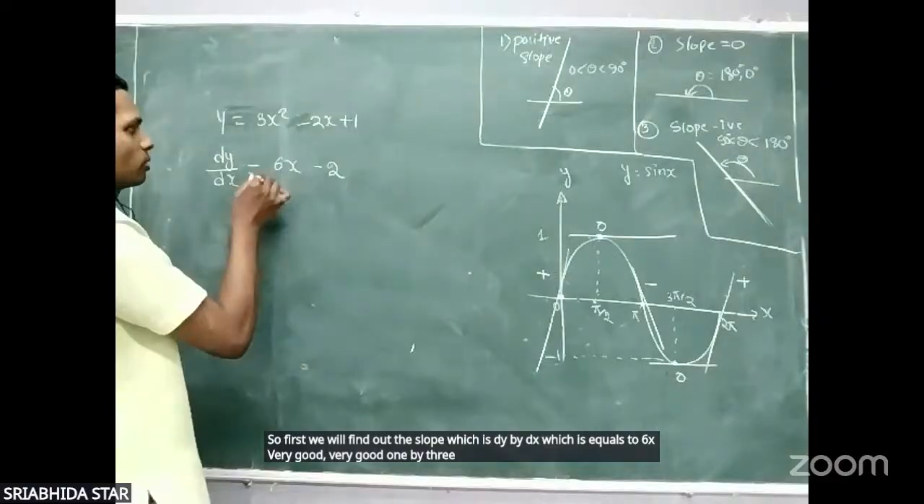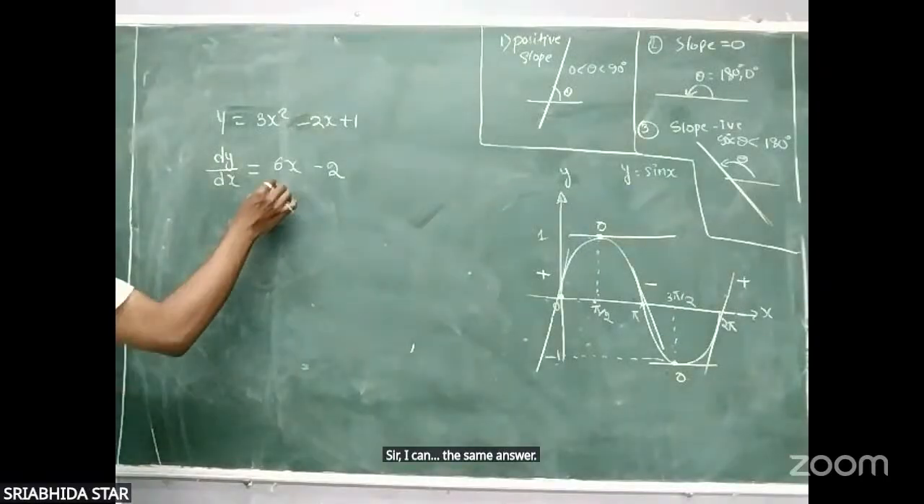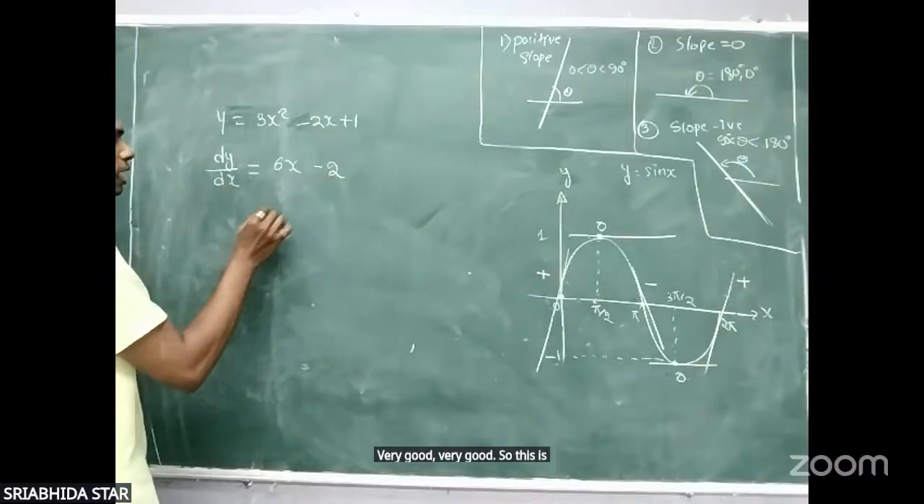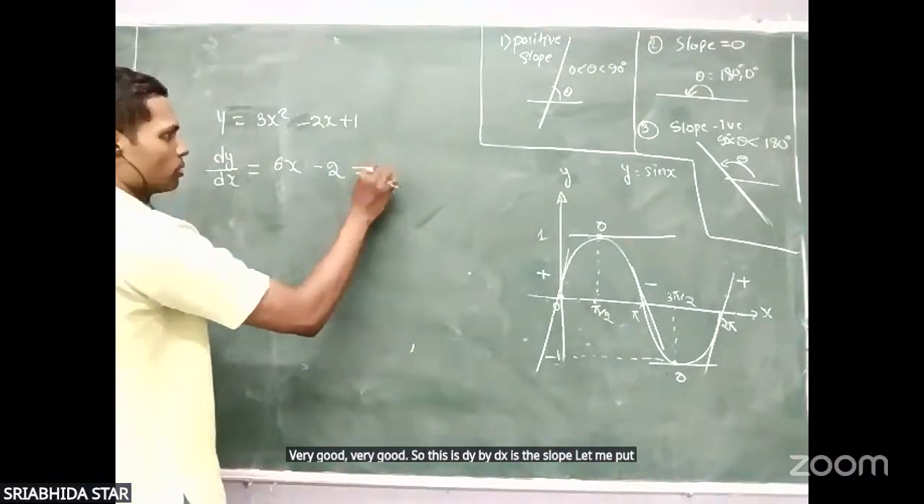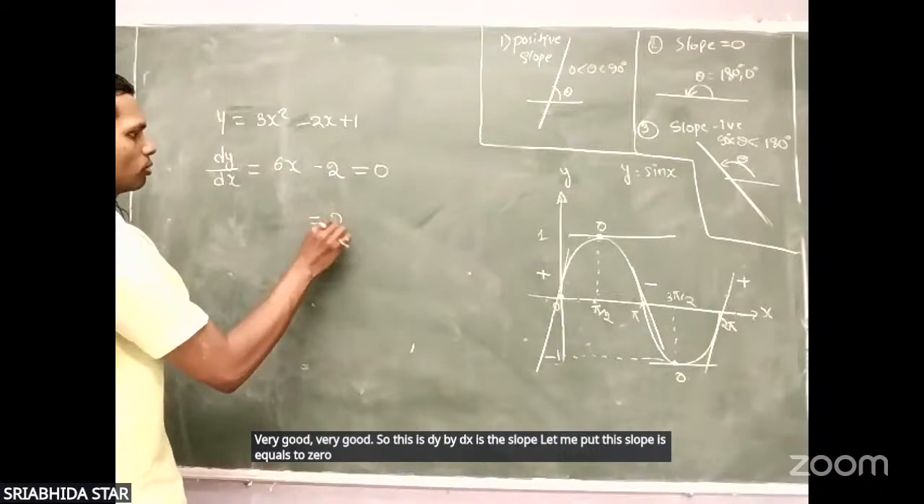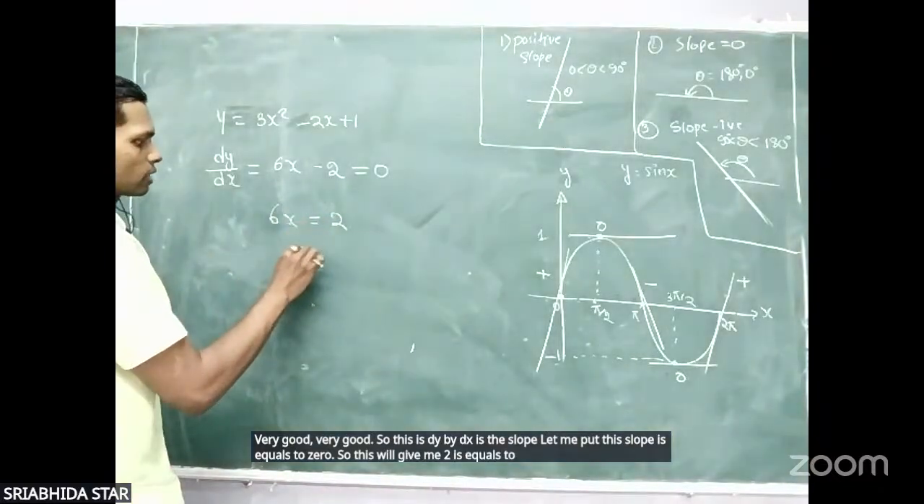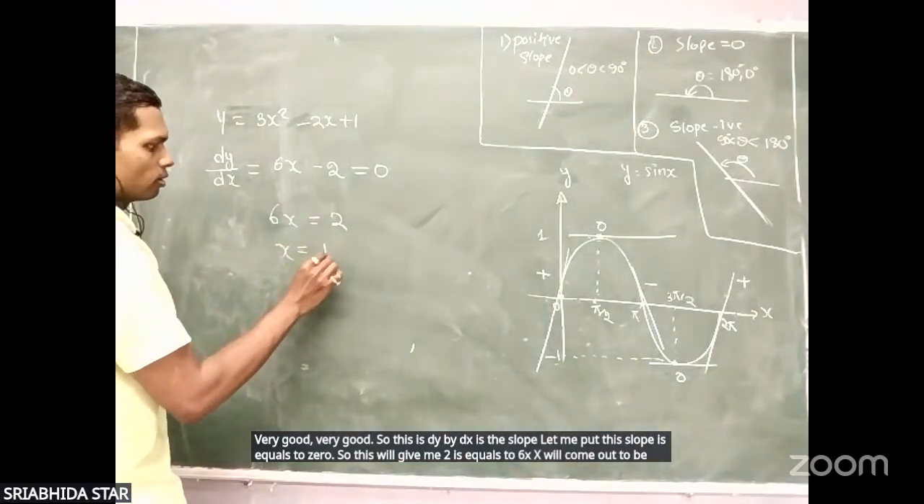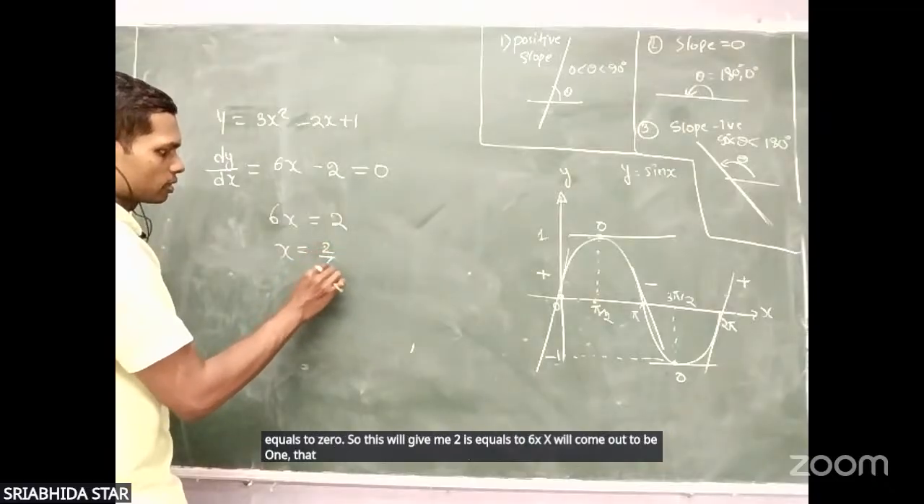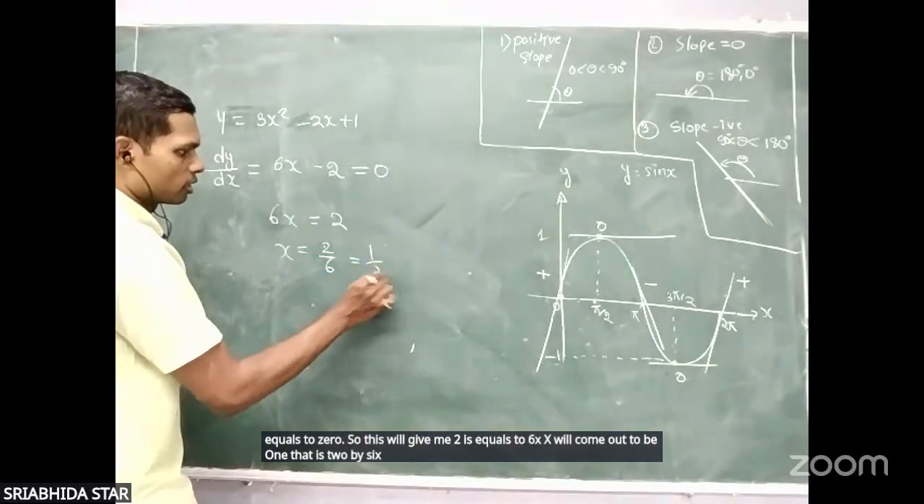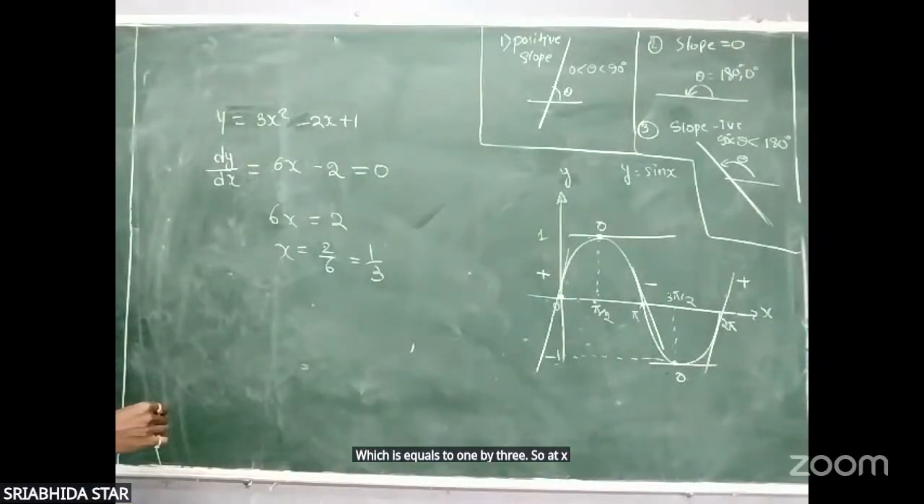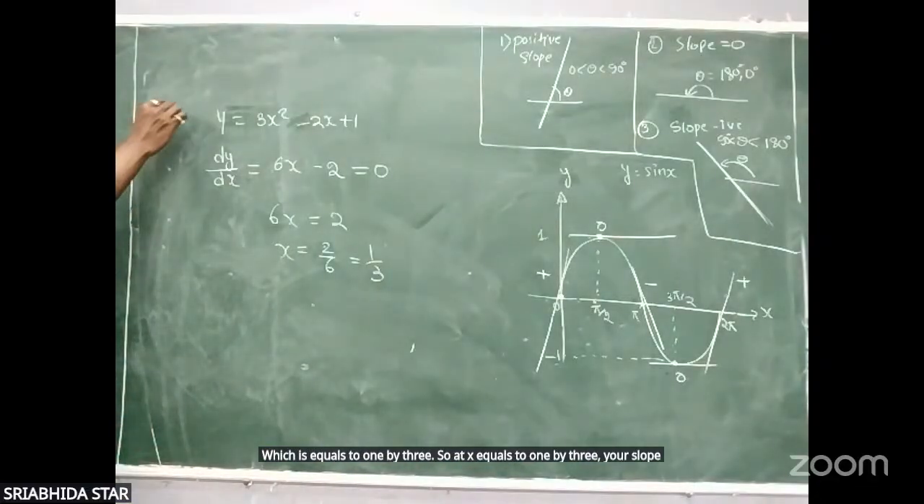Very good. So this is the slope. Yes, the same answer, sir, 1 by 3. Very good. So dy by dx is the slope. Let me put this slope equal to 0. So this will give me 2 equals 6x. x will come out to be 2 by 6, which is equal to 1 by 3. So at x equals 1 by 3, your slope value will be 0 for this graph.